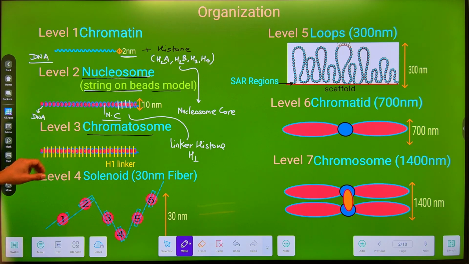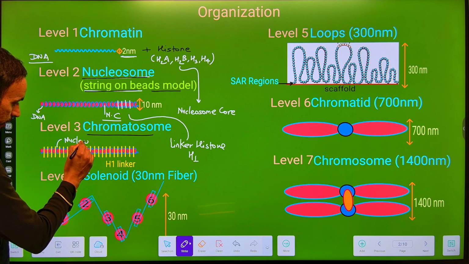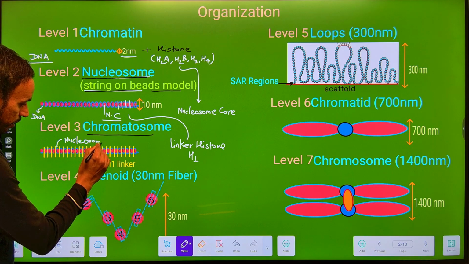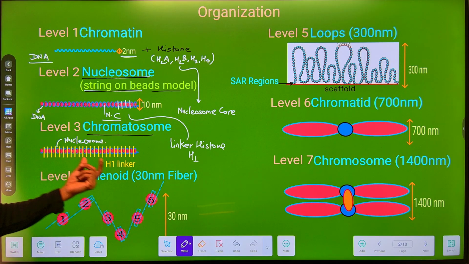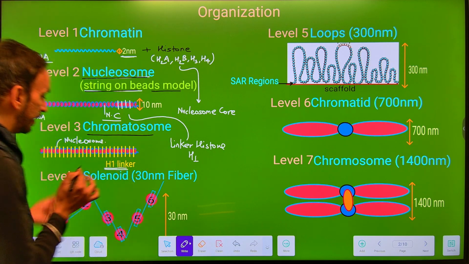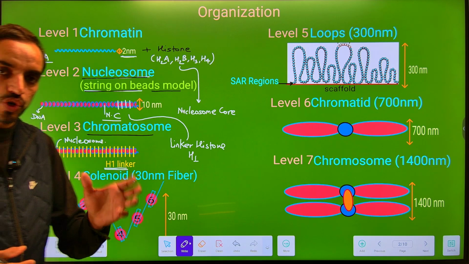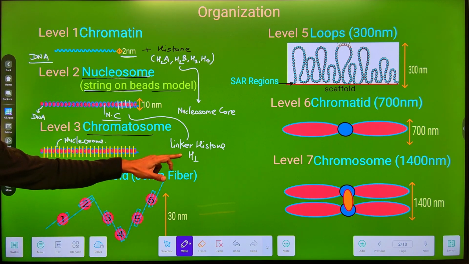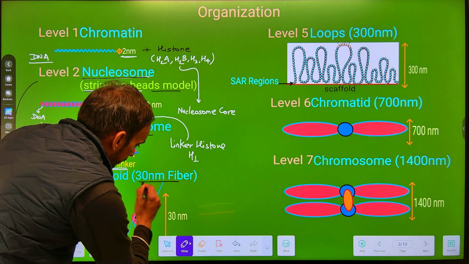Now we have the nucleosome, and this nucleosome includes chromatin plus the nucleosomal core, and there is a binding of the H1 linker histone. That's why this structure is now known as the chromatosome. इसलिए अपने पास में क्या बन गई स्ट्रक्चर, अब chromatosome की बन गई. The binding of this H1 linker histone to the nucleosome will convert this nucleosome into the level 4 organization that is known as a 30 nm fiber.